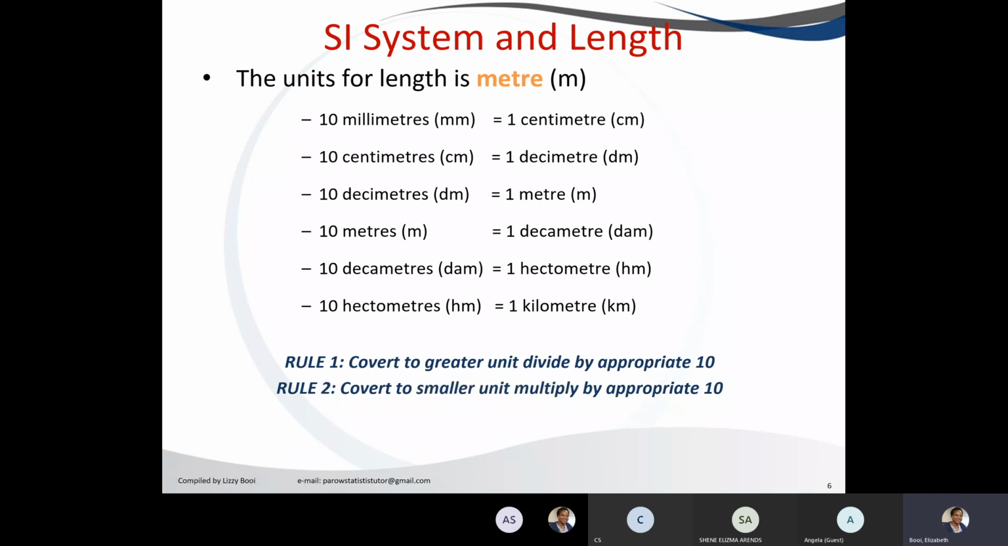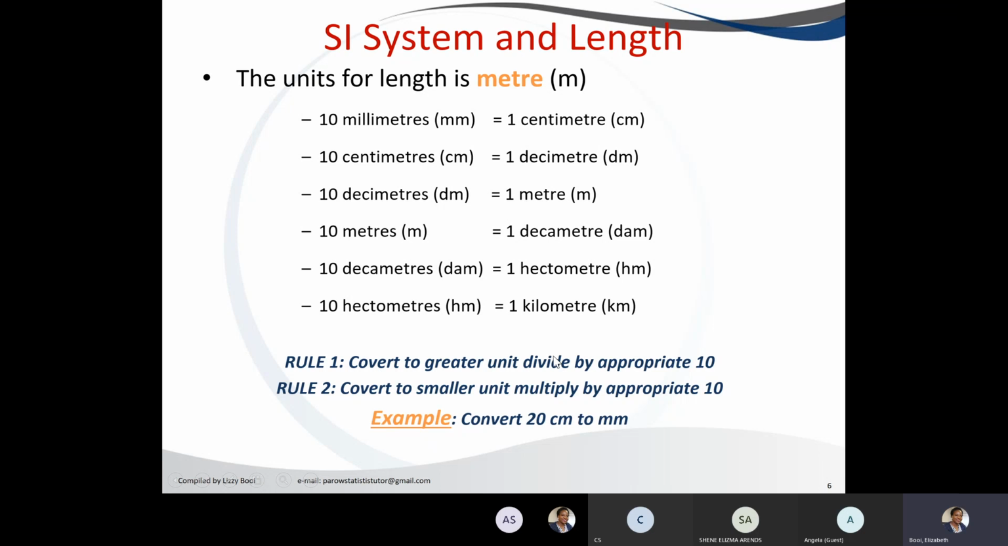And you need to also know how to convert to a smaller unit, where you multiply. When you convert to a smaller unit, you multiply by the number of tens. So converting from kilometers to meters, you will multiply by 1,000. So you will need to know all those things. So let's look at an example.